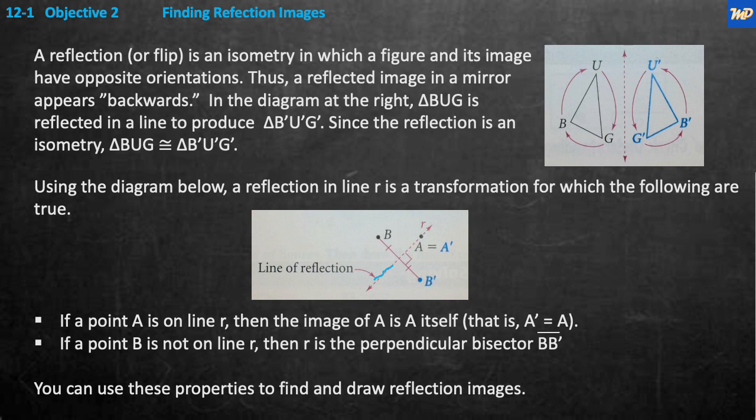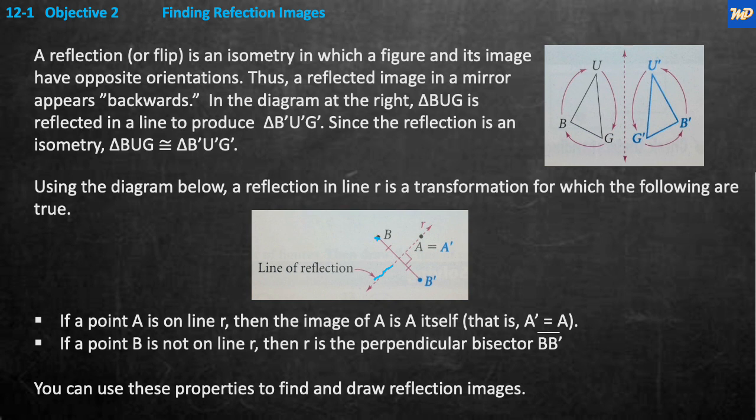That's R, reflection. So using the diagram below, a line of reflection R is a transformation for which the following are true. If a point A, here's A, right here, is on line R, then the image of A is itself. And that is that A prime and A, they're equal to each other. So if it's on the line, then it doesn't change. It doesn't move when you're doing a flip. It stays fixed.